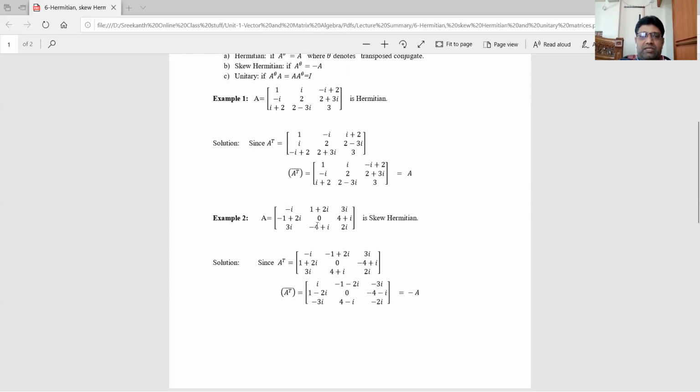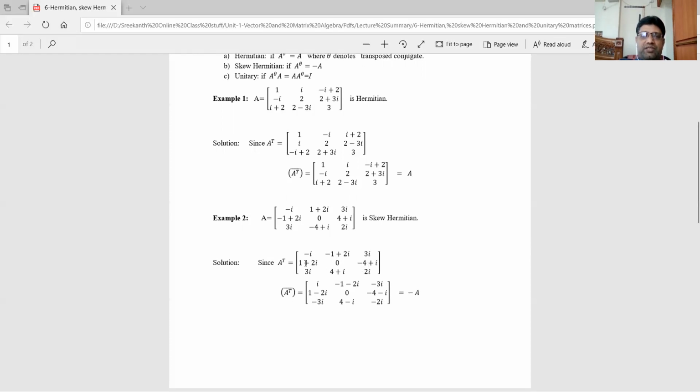So now first we take its transpose. For the transpose, we make each row a column, so that we can see here each row as a column: minus i, 1 plus 2i, 3i. Here we made it as the first column: minus i, 1 plus 2i, 3i. Similarly the second row becomes the second column, the third row the third column. Then we take its conjugate. So minus i became plus i, minus 1 plus 2i became minus 1 minus 2i, plus 3i became minus 3i.